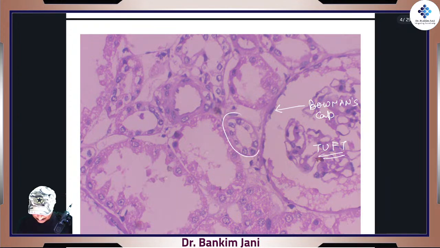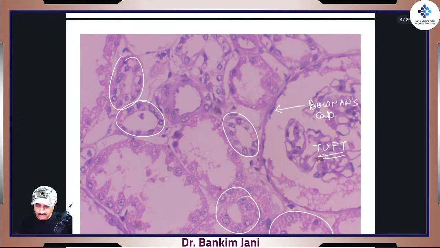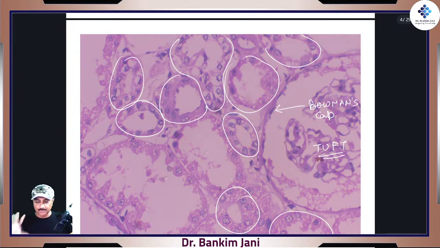Right? So this one is one group. This is another collecting duct, another collecting duct, another collecting duct. See, so many, right? And see, this one is another collecting duct, and this one is also a collecting duct. So this gives you the idea that the number of Bowman's capsules is less, but the collecting ducts are more, है ना?